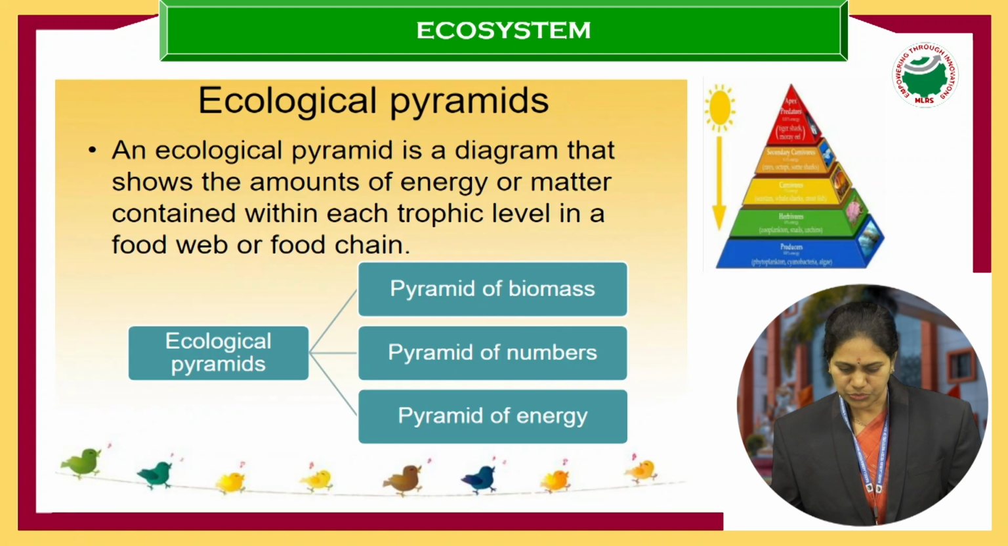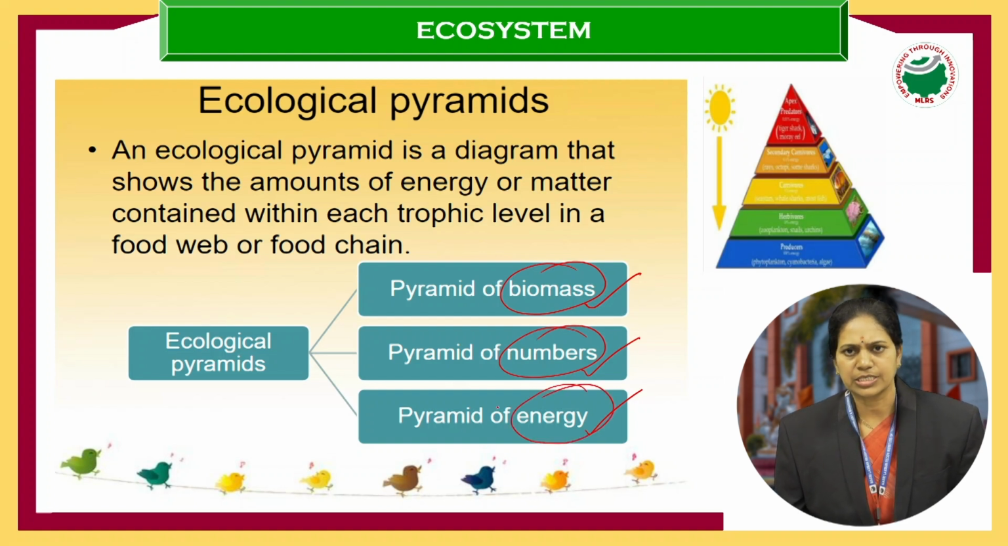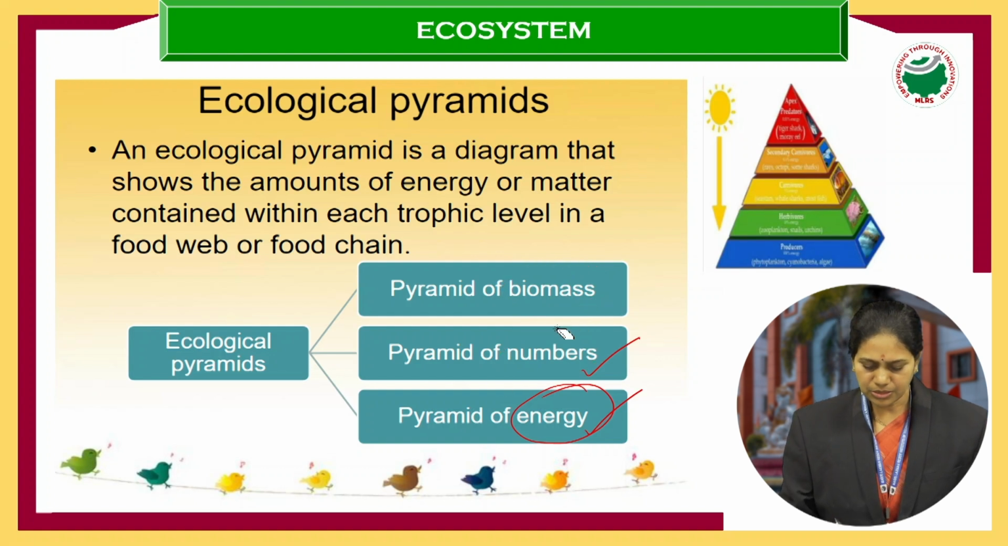So let us see the first one. Ecological pyramids, you can see here pyramid of biomass, pyramid of numbers, pyramid of energy. In order to depict these three ecological parameters, he has made a graphical representation just for our clear, better understanding. So let us see what are these pyramids.